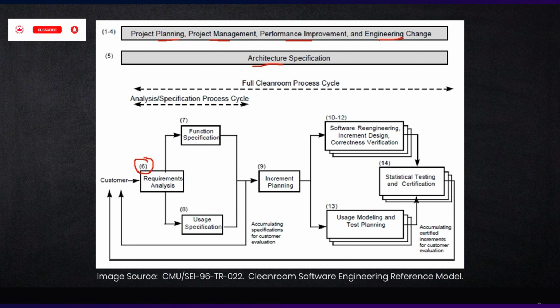You do not need to know all of the processes. You need to know the principles for the exam. The processes you will not be tested on. So this is the Cleanroom model.